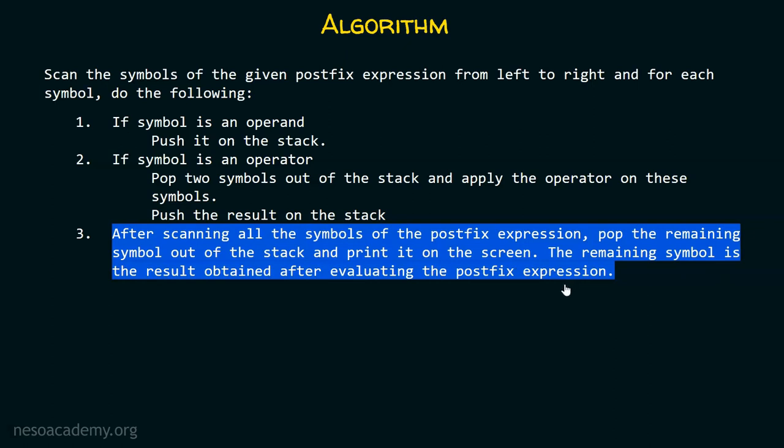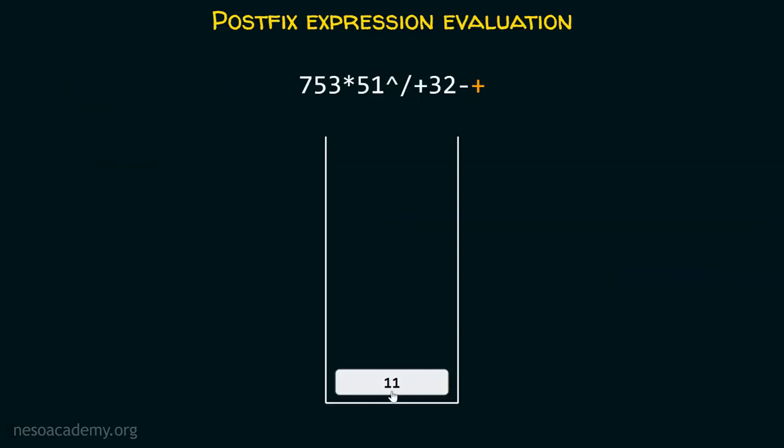So 11 is the result, right? This is the result so obtained. So after evaluating this expression, we'll get this result, that is 11. Okay. So output is 11. I hope the idea of how to evaluate a postfix expression with the help of stack is clear to you. You got everything in order to write our own program in C.